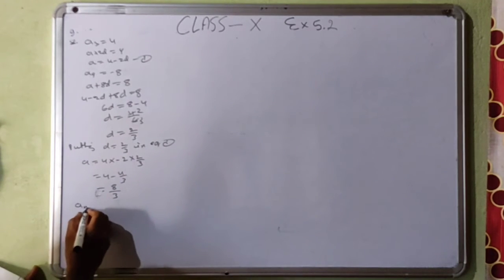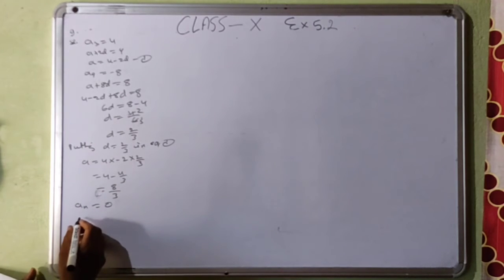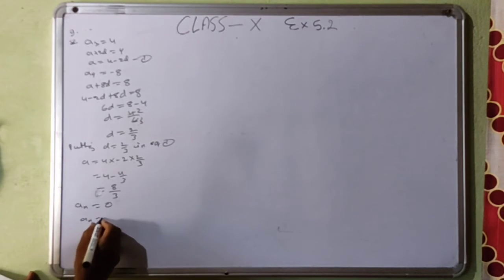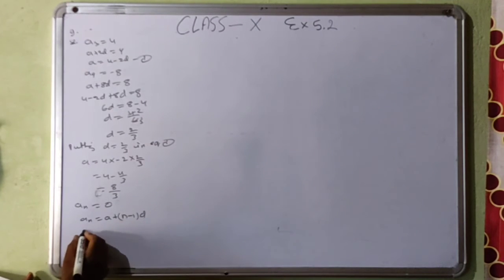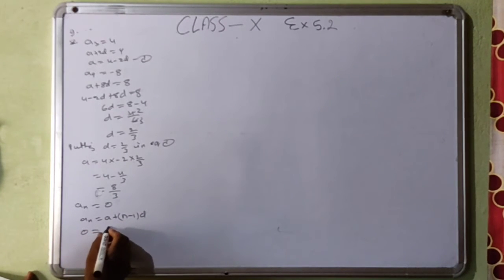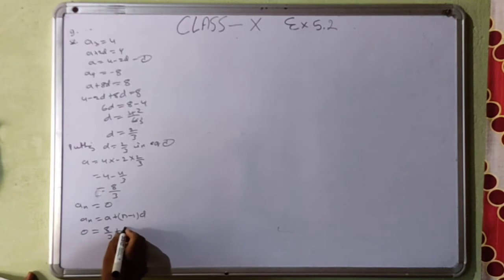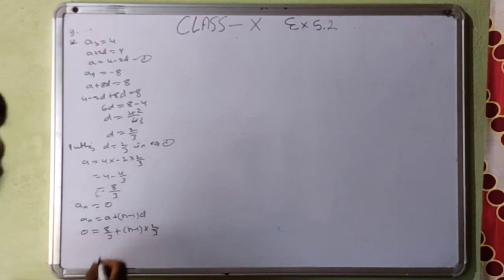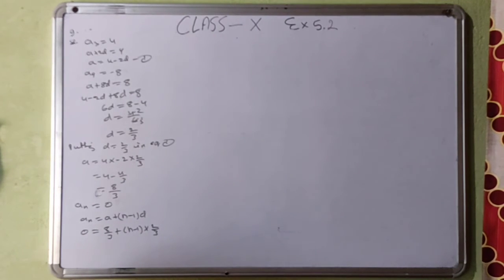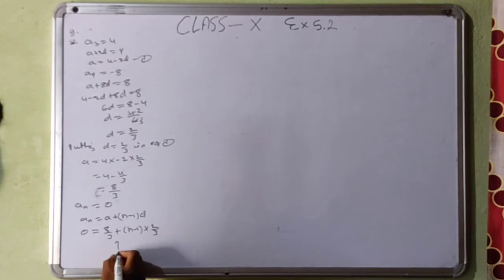And now An is given as 0. So we will apply An is equal to A plus n minus 1 D. So An is 0, A is 8, and then plus n minus 1, because we are finding n, times D. So your answer will come after the solution.